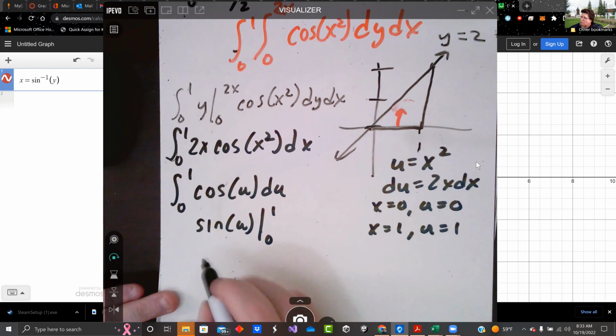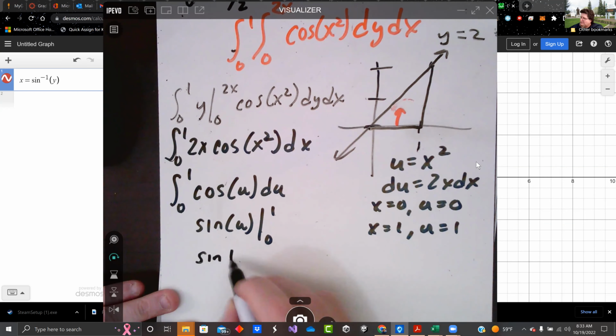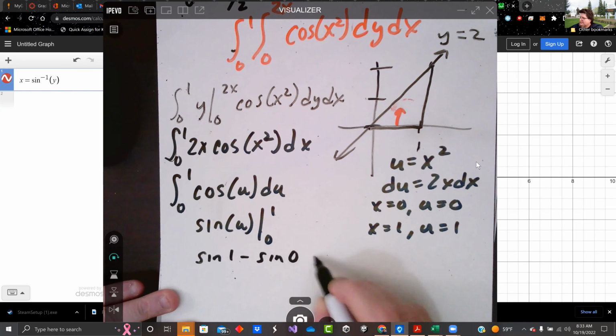So we got sine of 1 minus sine of 0, which is just sine of 1.